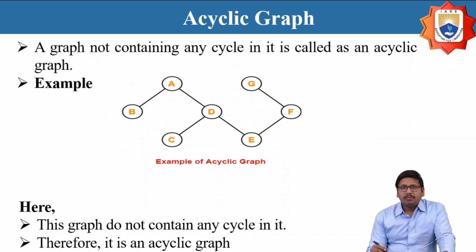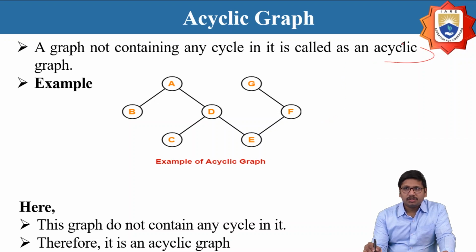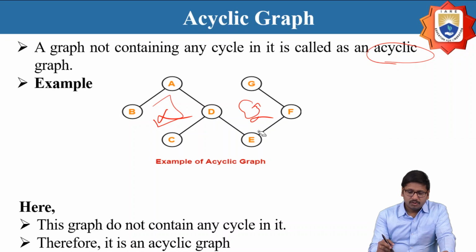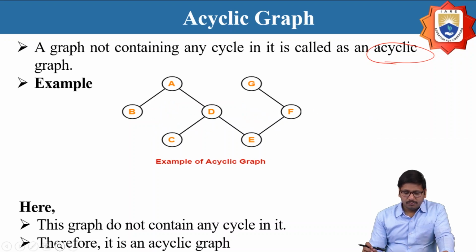Then an acyclic graph means a graph that does not contain any cycle. In this one I don't have any cycle here, and here also I don't have any cycle. So that's why it is called an acyclic graph. The graph does not contain any cycle in it, therefore it is an acyclic graph.